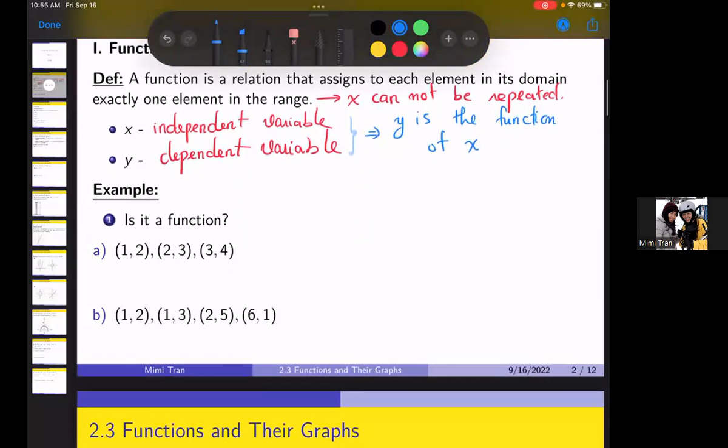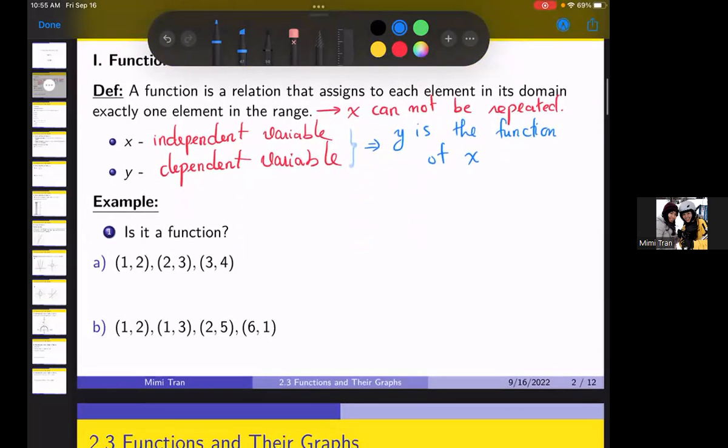You guys try 1A and 1B. I'll give you like half a minute. Tell me, is it a function or not?